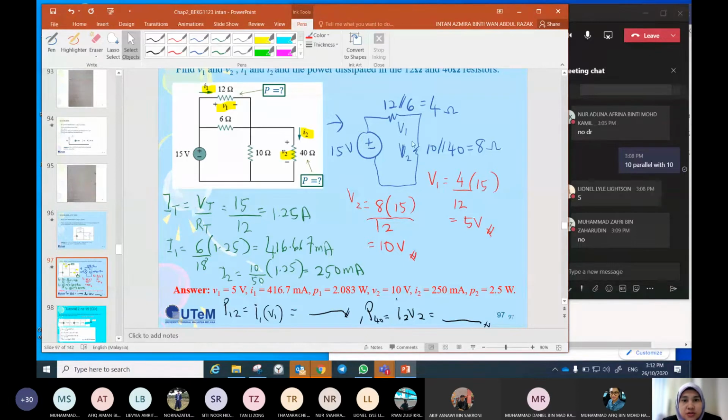Okay, so now we can find the R total. R total is 4 plus 8 becomes 12. So I total is equal to 15 divided with 12, we get 1.25 amps. Okay, so now 1.25 amps flow from the supply. Okay, and then it will divide into this path. So when we want to find I1, okay, this is current divider principle.